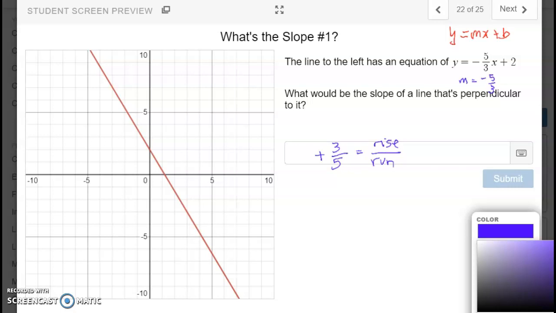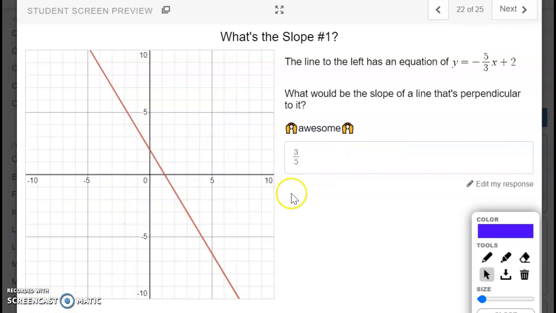Say if the y-intercept was this, that means from here I'm going to go up by 3, 1, 2, 3, to the right by 5, 1, 2, 3, 4, 5. It's right here. And if I draw a line that goes through, it will look like this. And hopefully you can see that it does look like these two lines are meeting at 90 degrees, or these two lines are perpendicular.